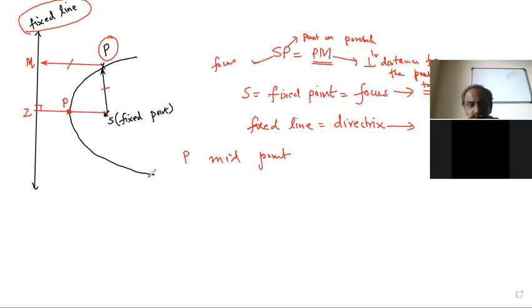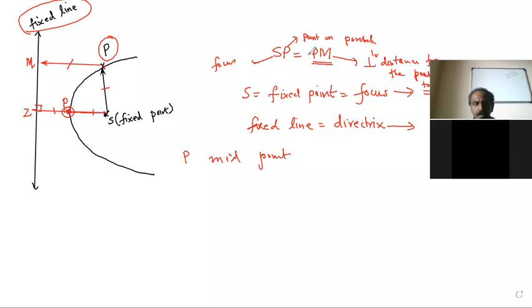From this definition, what can you say? If P is a point on the parabola, the distance from the focus and the distance from the directrix should be equal. Distance from the focus is SP. Distance from the directrix is ZP. They both should be equal, which means this point should be the midpoint of SZ.